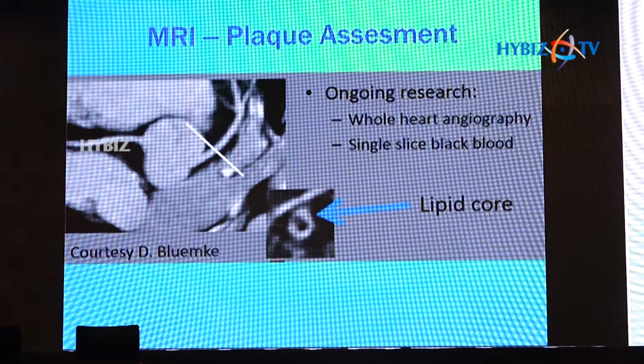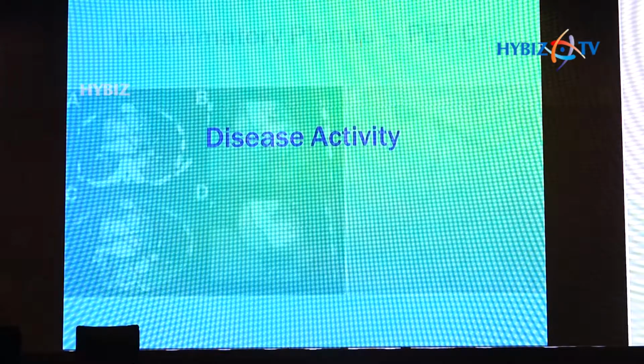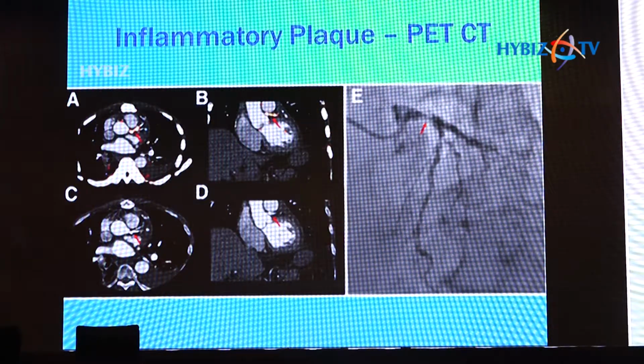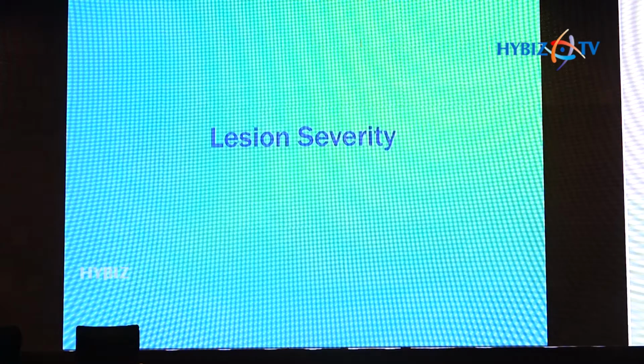Can we do it without radiation? MRI can do it, but this is a work in progress and it's not yet ready for prime time. Disease activity is another area that we've been exploring, and this is the PET CT picture showing the LAD lesion, which you can see here is taken up by FDG, and this is a plaque which warrants immediate attention. So PET can also be used.